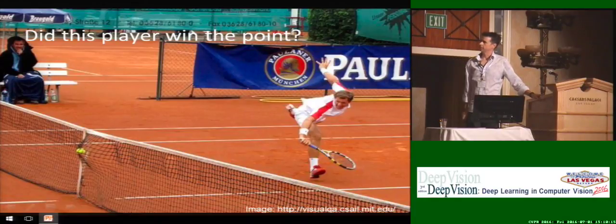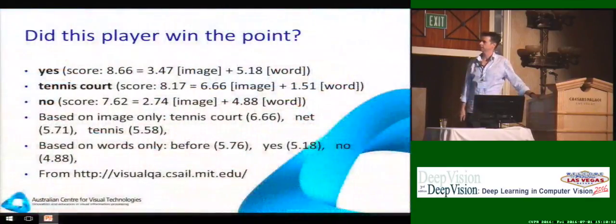So this is one I made up the other day. Did the player win the point? I think that it's relatively easy to see there that he's hit the ball into his side of the net, and therefore that he lost. But of course, you've got to have some information about tennis to be able to answer that question. If you ask the Visual QA bot from MIT, then the answers you get are yes, tennis court, and no, in that order. No is the correct answer, but it really has no idea.